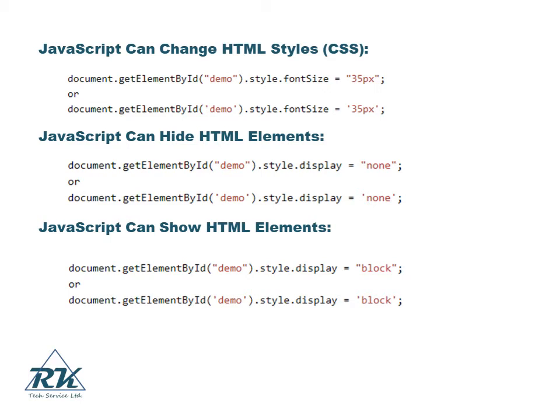JavaScript can hide HTML elements. Hiding HTML elements can be done by changing the display style. Please find one example of hiding HTML elements. If you set the display as none for one HTML element, then it will hide the element from the HTML in the web page. Similarly, JavaScript can show HTML elements. Showing hidden HTML elements can also be done by changing the display style. Please find one example here to show the HTML element by changing the display property of the HTML element to block.